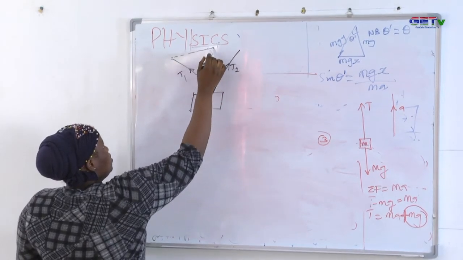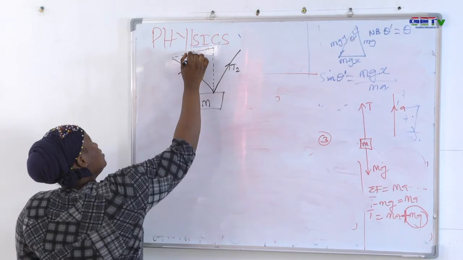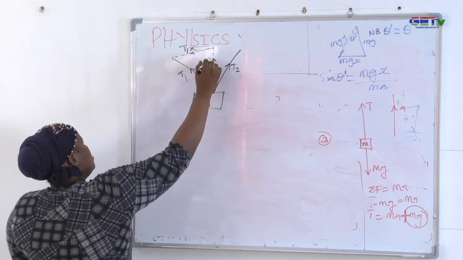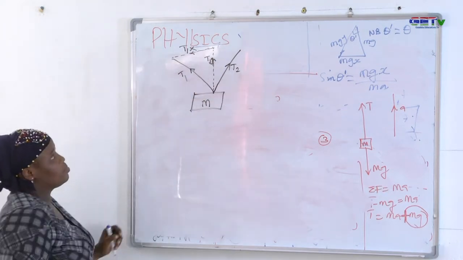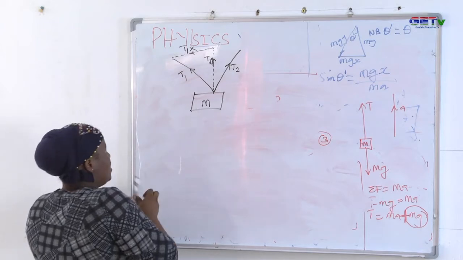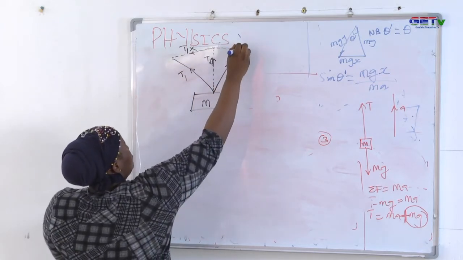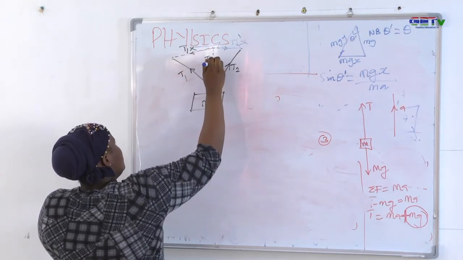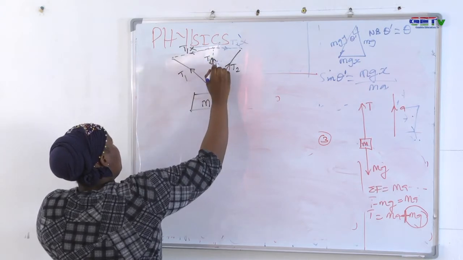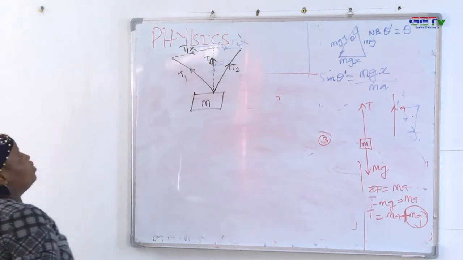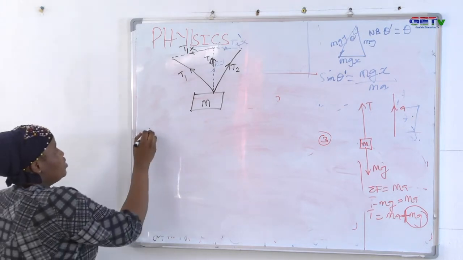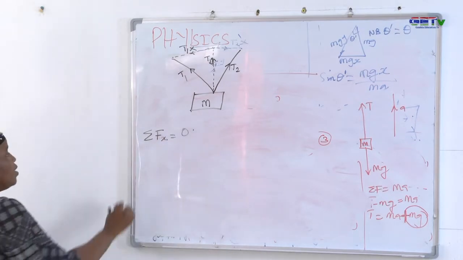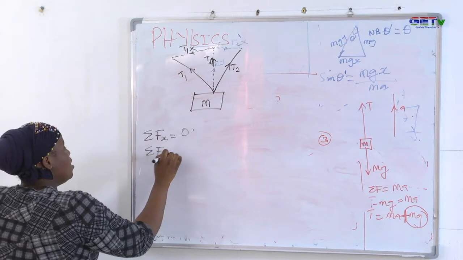So all you do is, this gives us the direction of T1 of x, and this gives us the direction of T1 of y. We do the same thing with the other tension. This will be the direction of T2 of x, and this direction of T2 of y. Good. Now, if this is extracted, you will notice that the sum of forces on x will be 0, and also the sum of forces on y will also be 0.